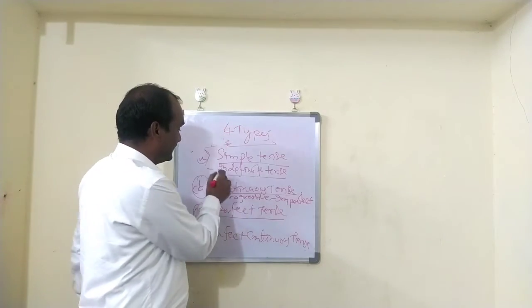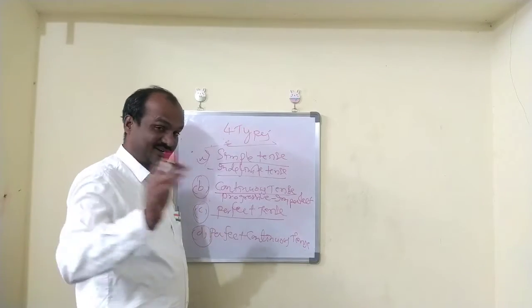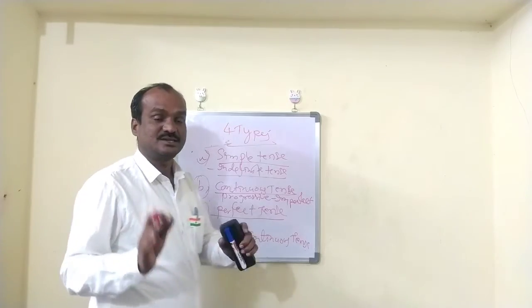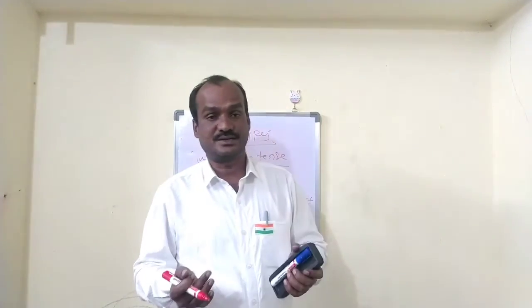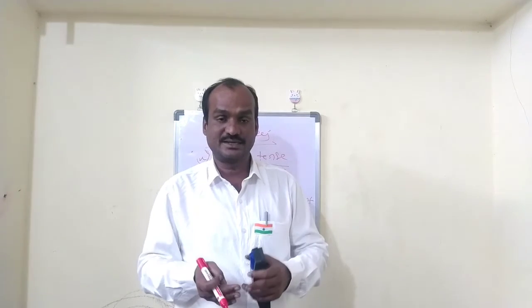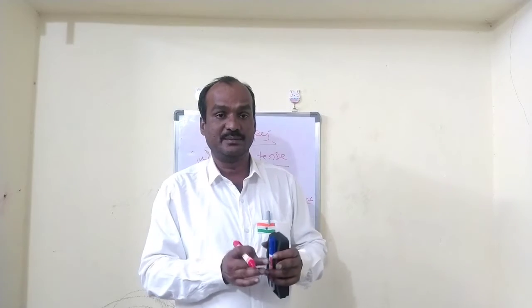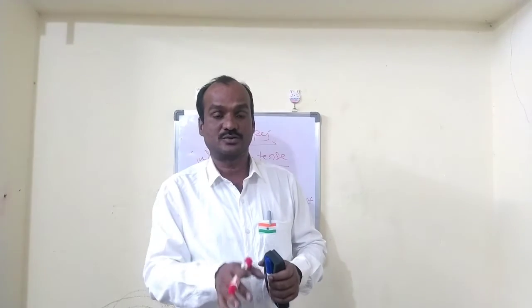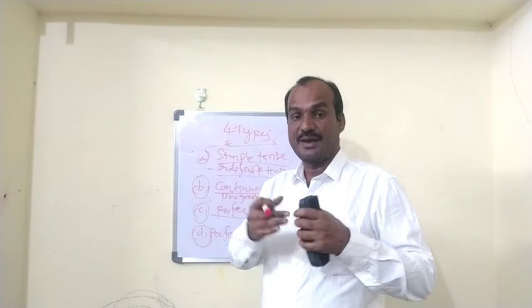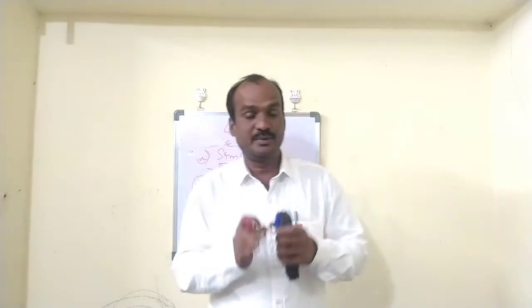Simple tense is otherwise called indefinite tense, and continuous tense is otherwise called what? Progressive tense or imperfect tense. Okay, this is the basic classification of tenses. So if you want to speak fluently and grammatically, without committing any mistakes, you need to know all the grammatical structures of all the tenses, right? If you are thorough with them, you will be able to write without committing mistakes, grammatically.